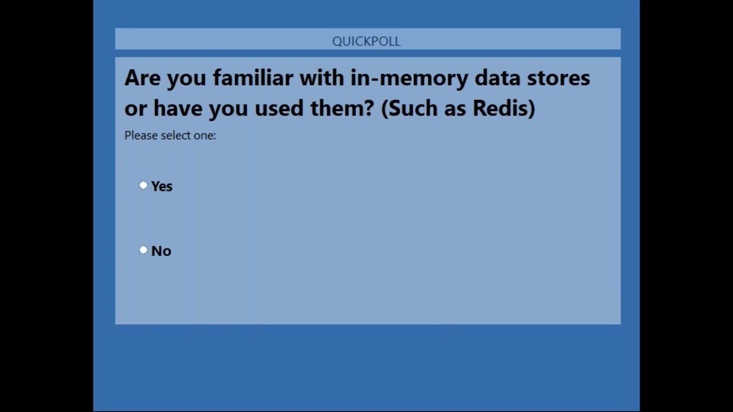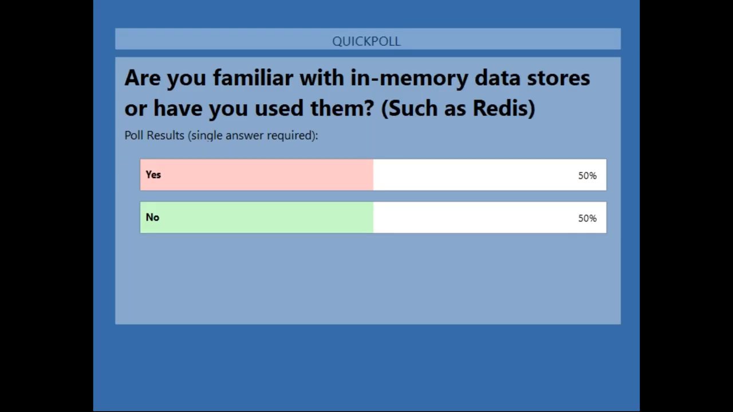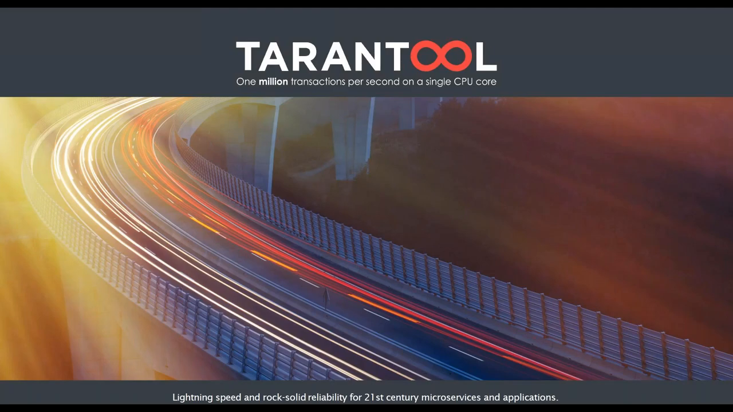I'm going to leave the poll open for a few more seconds for those last minute entries. And here are the results. Okay, about evenly split. Perfect. Can folks still hear me? Yes, they should be able to. Okay, great. So it seems like we're about evenly split. About half of folks have tried something before, and half of folks haven't.